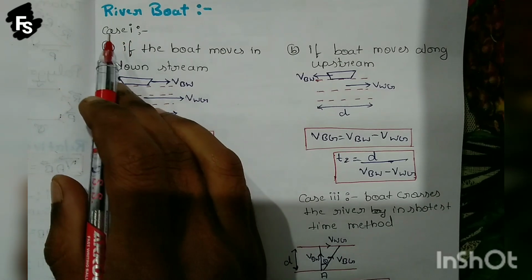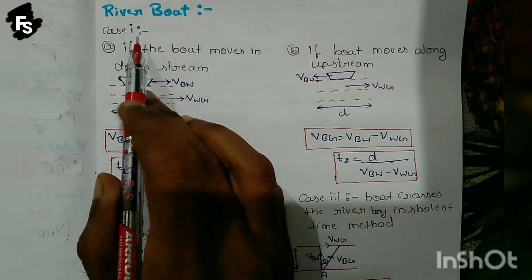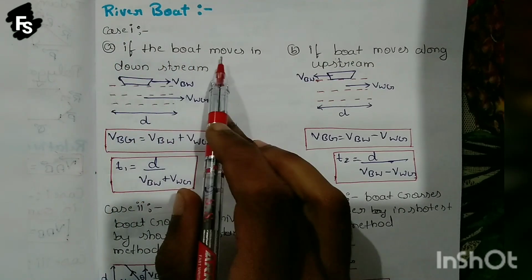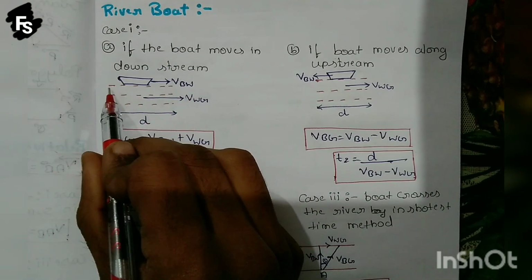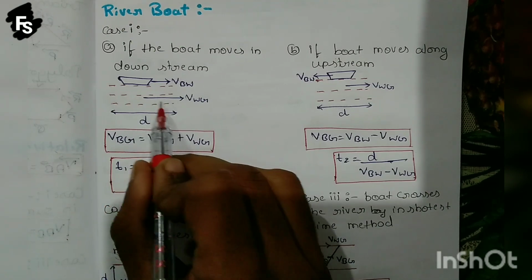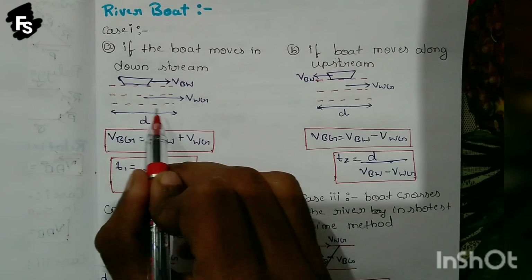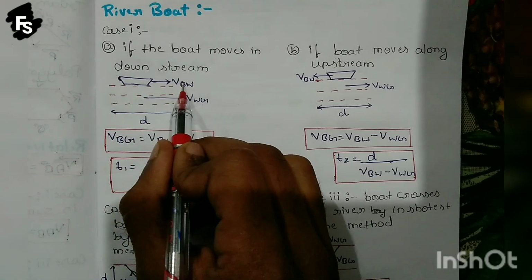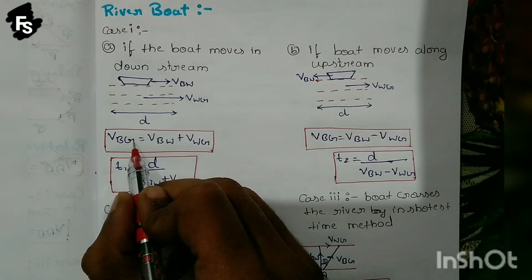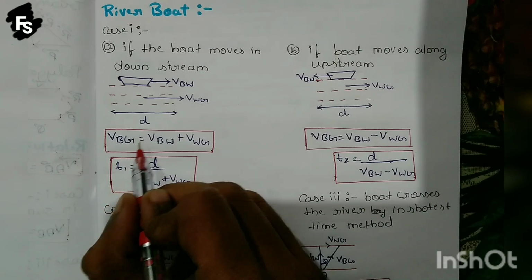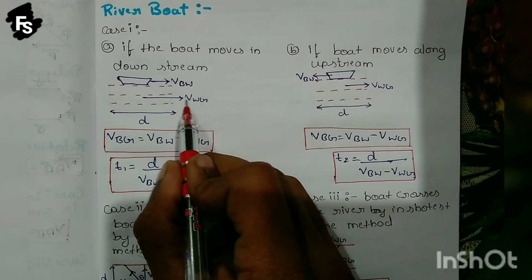Okay, next we move on to the river boat concept. Questions are also asked from this concept. First, if the boat moves downstream, see here, this is the stream, a river flowing downwards. This is the velocity of the river, the velocity of water with respect to ground. This is the boat, velocity of boat with respect to water. How to find the velocity of boat with respect to ground? By this formula: velocity of boat with respect to ground is equal to velocity of boat with respect to water plus velocity of water with respect to ground.